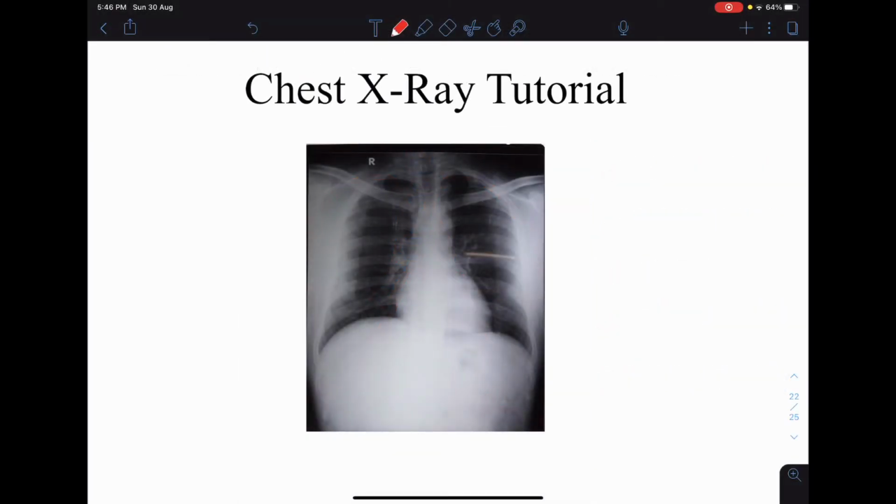Hello everyone. In my today's class, I'm going to talk about chest x-ray. Basically, it's a chest x-ray tutorial class. I'm going to talk about how to see or read a chest x-ray. Okay, let's begin.